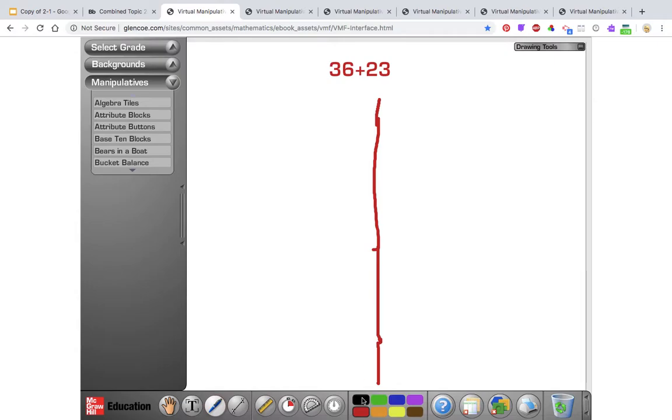So if I look at 36, I'm going to see that there's a 3 in the tens place. So I know that that 3 really represents that that's 30. So 36 turns into 30 plus 6, and 23 becomes 20 plus 3.